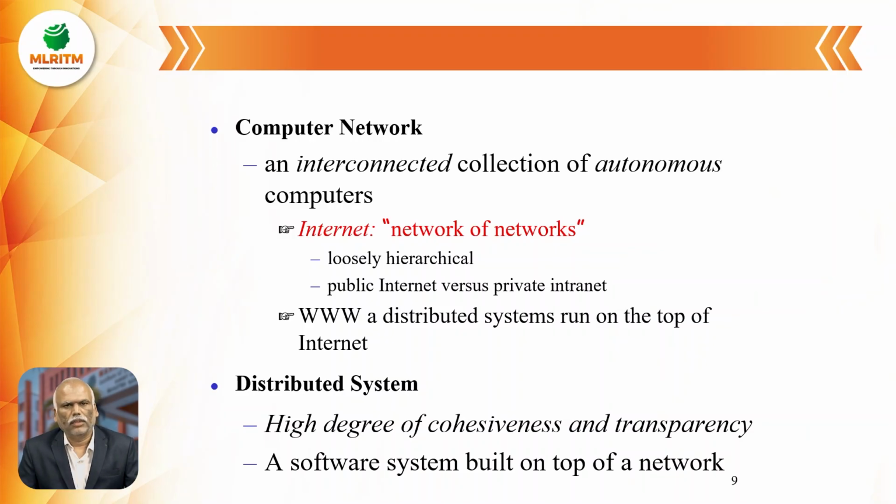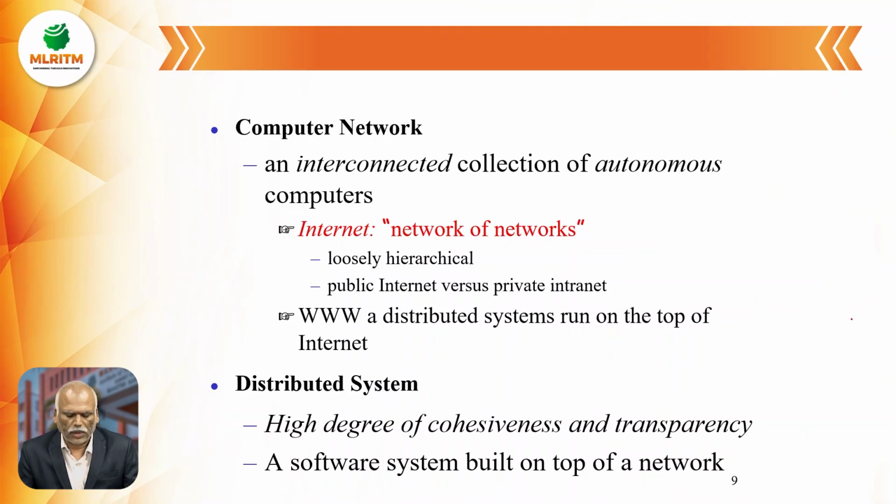The internet is a network of networks. They are loosely hierarchical, and there is public internet versus private intranet. The internet, and an intranet within the organization. Then the WWW is a distributed system run on top of the internet. This distributed system is software on top of the network that is provided to use independent systems that are connected in the network.